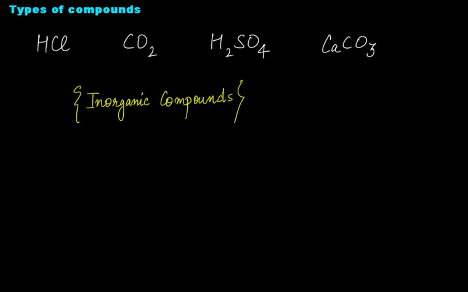The next type is inorganic compounds, like hydrogen chloride, carbon dioxide, H2SO4, calcium carbonate. These compounds do not contain carbon hydrogen bonds. That is why their properties are different, and these are called inorganic compounds.